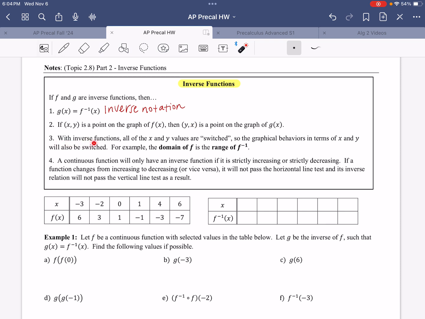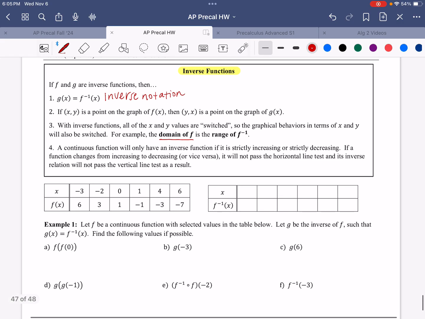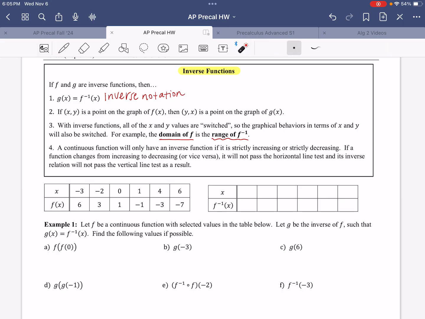Number 3 says with inverse functions, all of the x and y values are switched, so the graphical behaviors in terms of x and y will also be switched. For example, it probably makes you think the domain of the original function becomes the range of the inverse, and vice versa. The range of the original function becomes the domain of the inverse. We're going to see that come up in several questions today.